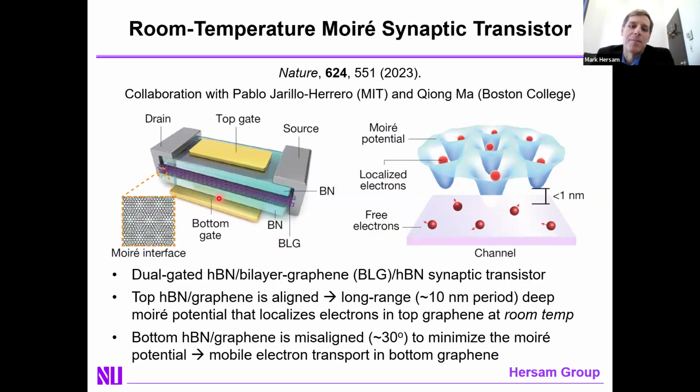In contrast, the bottom hexagonal boron nitride, we're going to rotate compared to the bilayer graphene. And when you rotate it, you decrease the length of the Moiré potential, you decrease the depth of the Moiré potential to the point where at room temperature, the electrons in the bottom layer are effectively free. So what this device has is two layers of graphene separated by 3 angstroms in space. In one layer, the electrons move, and in the other layer, they don't. That's, of course, a very unusual circumstance and implies that you get unusual synaptic responses.